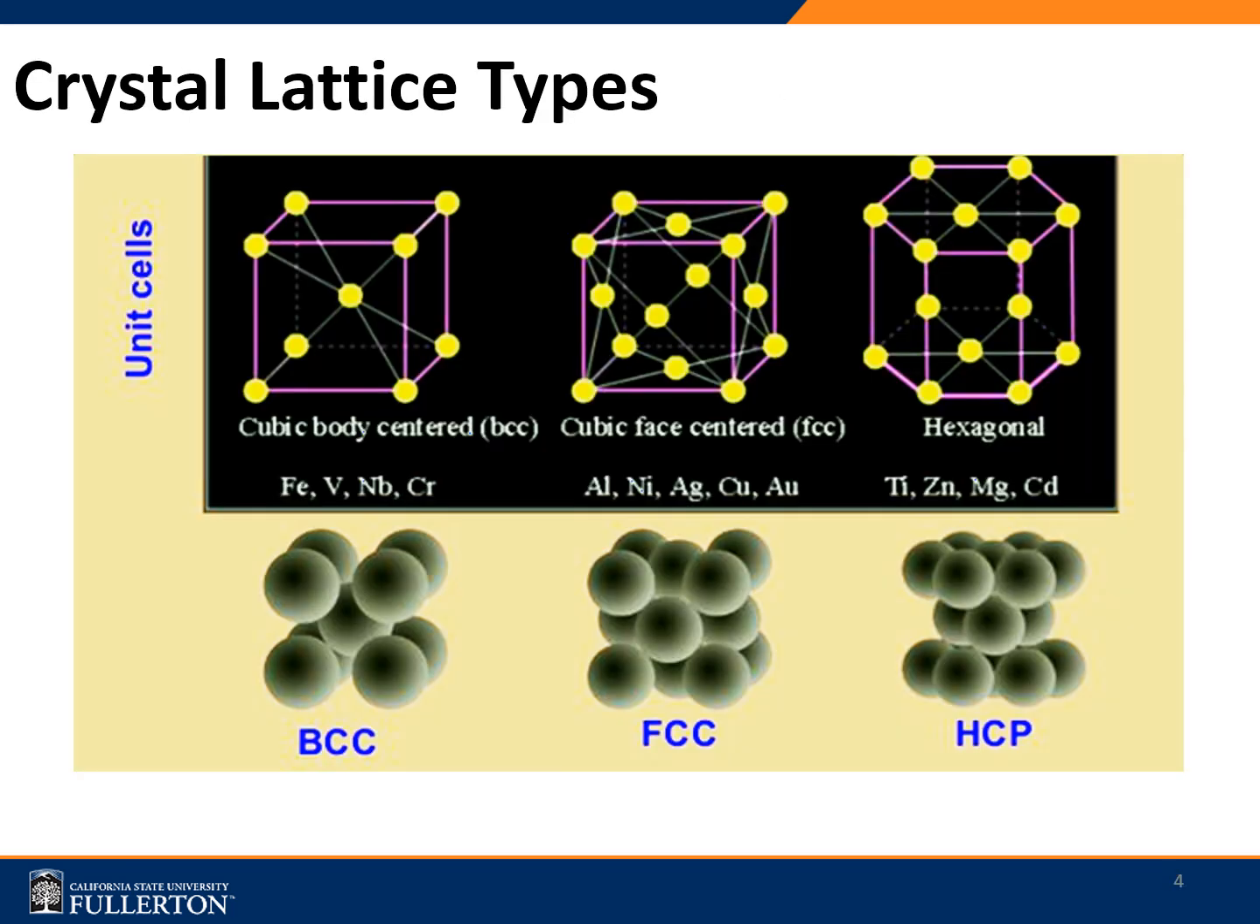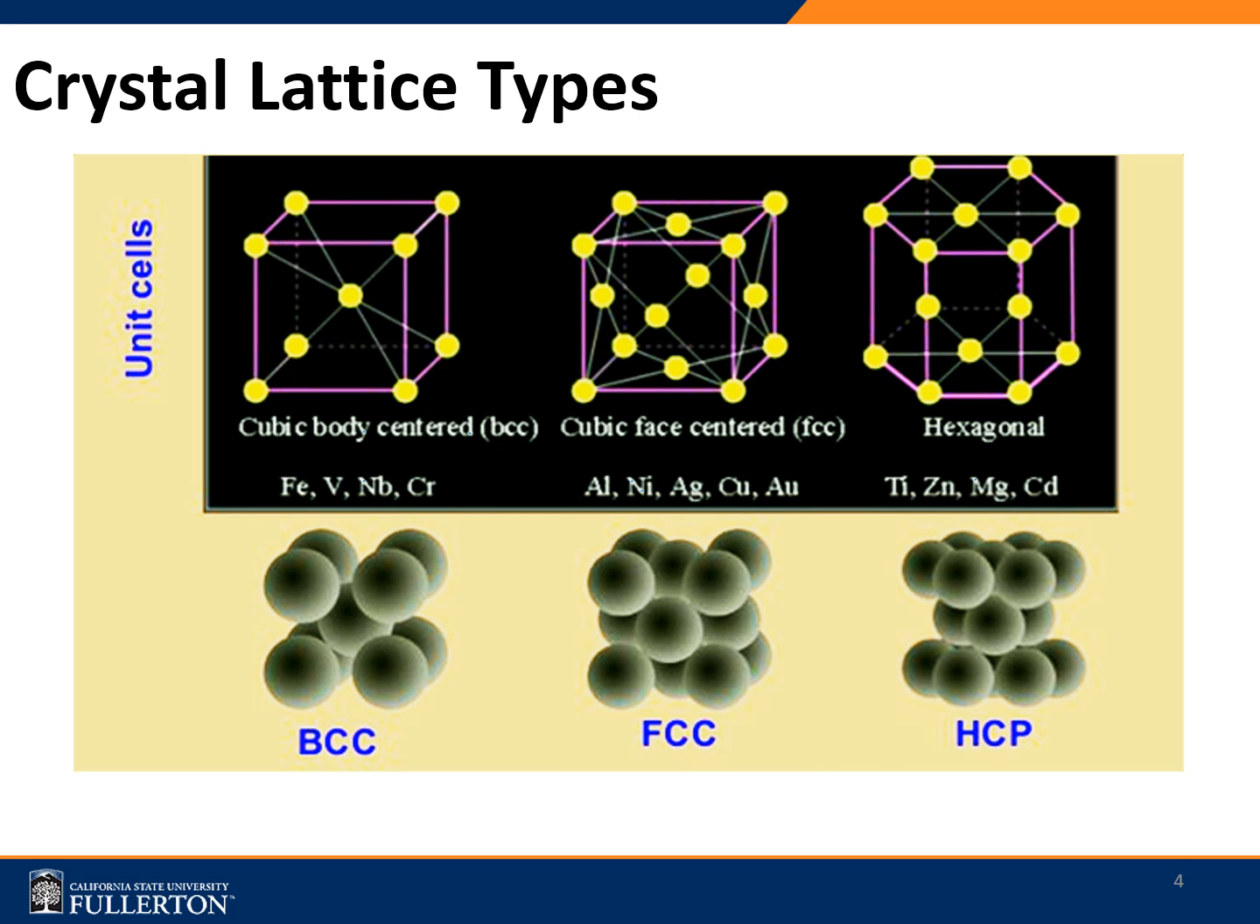So what are the most popular ways in which the atoms in a metal arrange? There are several different crystal lattice types. The most popular among them, as shown in this figure, we have the body-centered cubic BCC, we have the face-centered cubic FCC, the hexagonal close packing HCP.